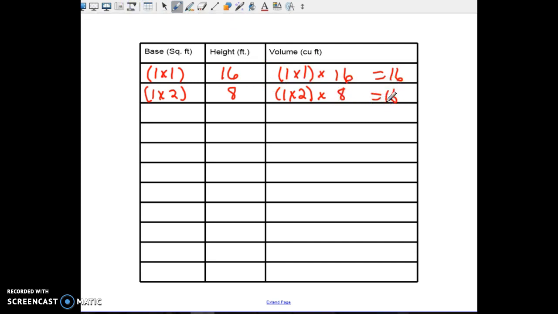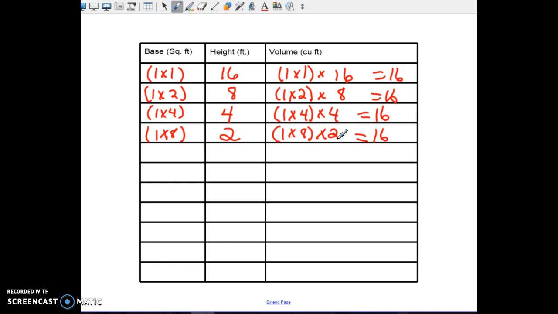Now, is 3 a factor of 16? Will 3 go into 16 evenly? No. Well, will 4? Yes. So 1 times 4 is 4, and 4 times what is 16? 4. So this one's going to look like 1 times 4 times 4, which is going to be equal to 16. Does 5 go into 16? No. Does 6? No. Does 7 go evenly into 16? No. So what's our next one? 8. 1 times 8. What do we have to multiply that by? 2. So 1 times 8 times 2 is equal to 16.